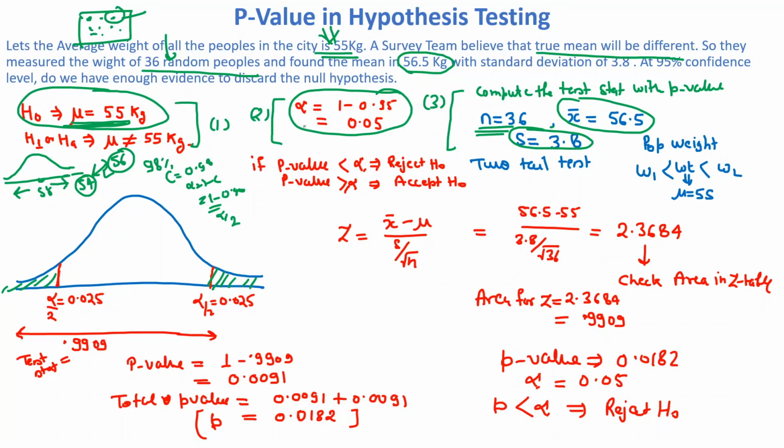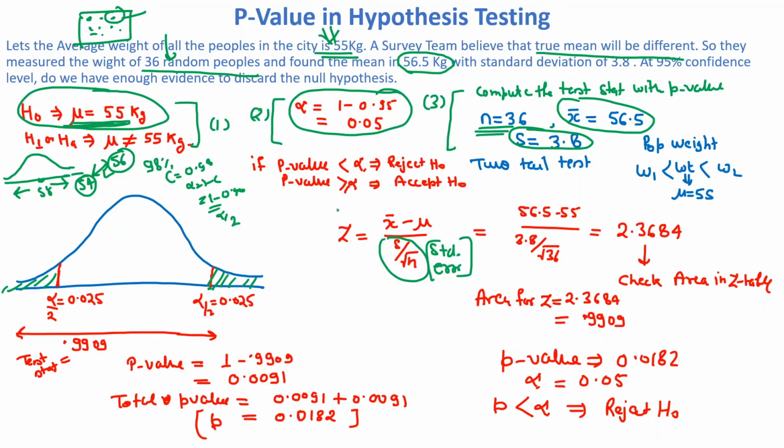What do we have to verify if we use the p-value? We have to verify that if the p-value is less than alpha, this is your alpha by 2, we reject the null hypothesis. If the p-value is greater than alpha, we accept the null hypothesis. So first we calculate the Z score. How do we calculate the Z score? Z is x bar minus mu, divided by s over the square root of n. This is called your standard error.